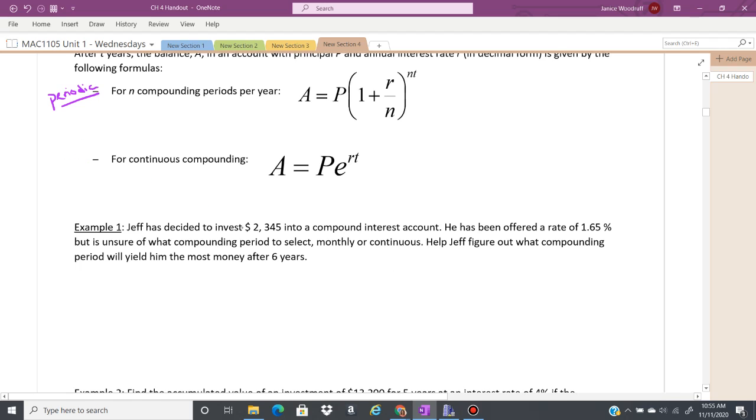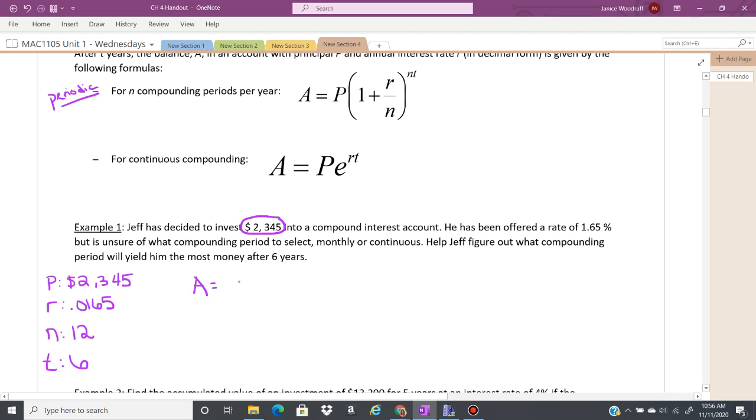Let's get the information we need. We are investing $2,345, so that is our P, our principal amount, what we're starting with. His rate, R, is 1.65%, which as a decimal is 0.0165. For compounding periods, he is going to possibly select either monthly, which would be 12 times a year, or continuous, which will be a different formula. So we're going to do two different formulas here. In time, we have 6 years, so our T is 6. Let's first start with the monthly compounding.